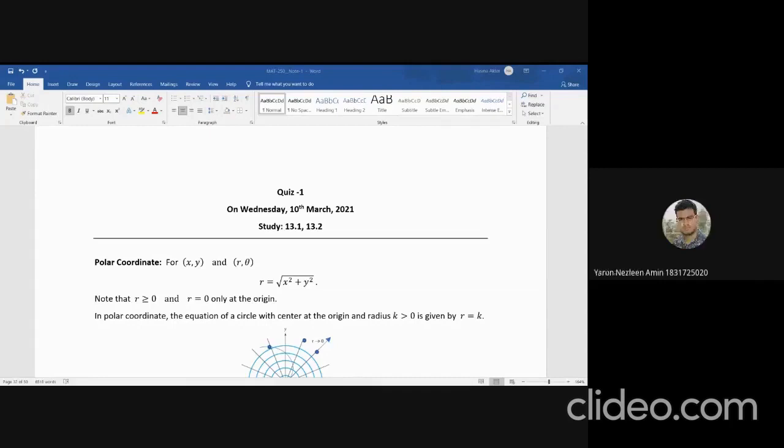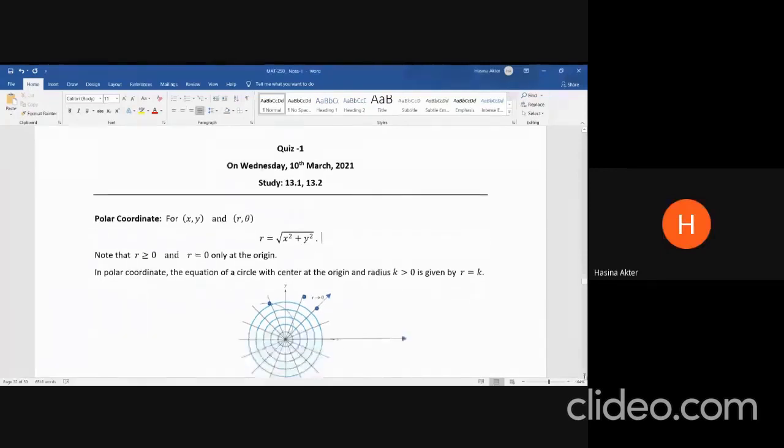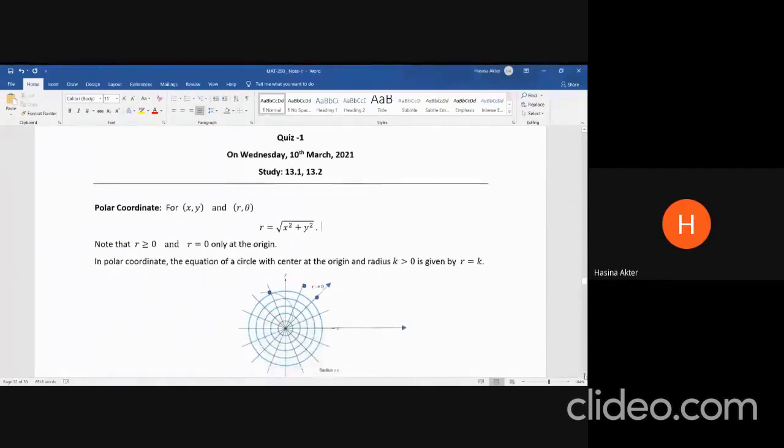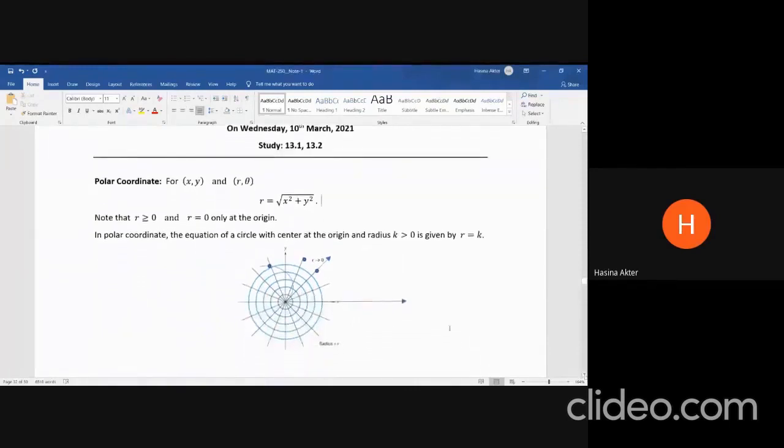Yes, miss. Okay. Let the azan be finished. The azan is going on from my side. Allahu Akbar. Shall I continue? Yes, miss. You have a question?